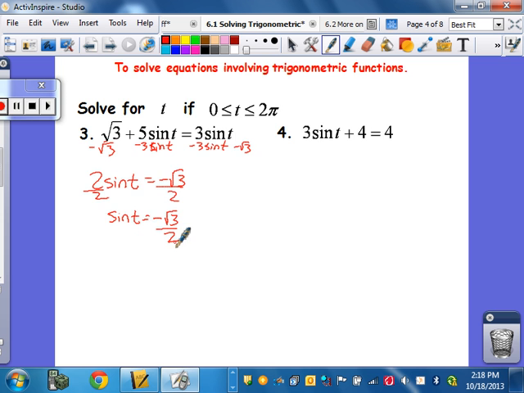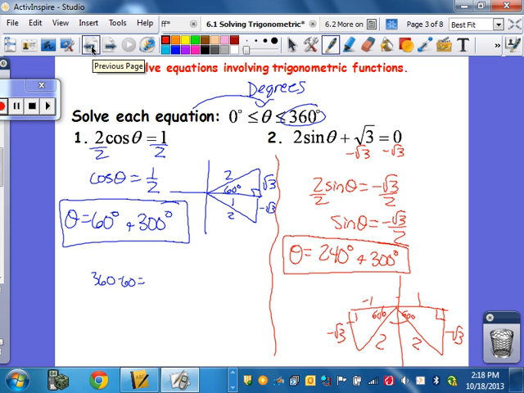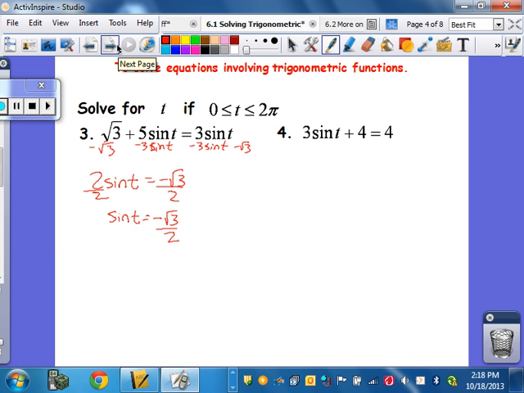Now notice this is the exact same answer as this one. Okay? So you would end up getting 240 and 300. No different than what I did on number 2. But what is that going to actually be your answer?